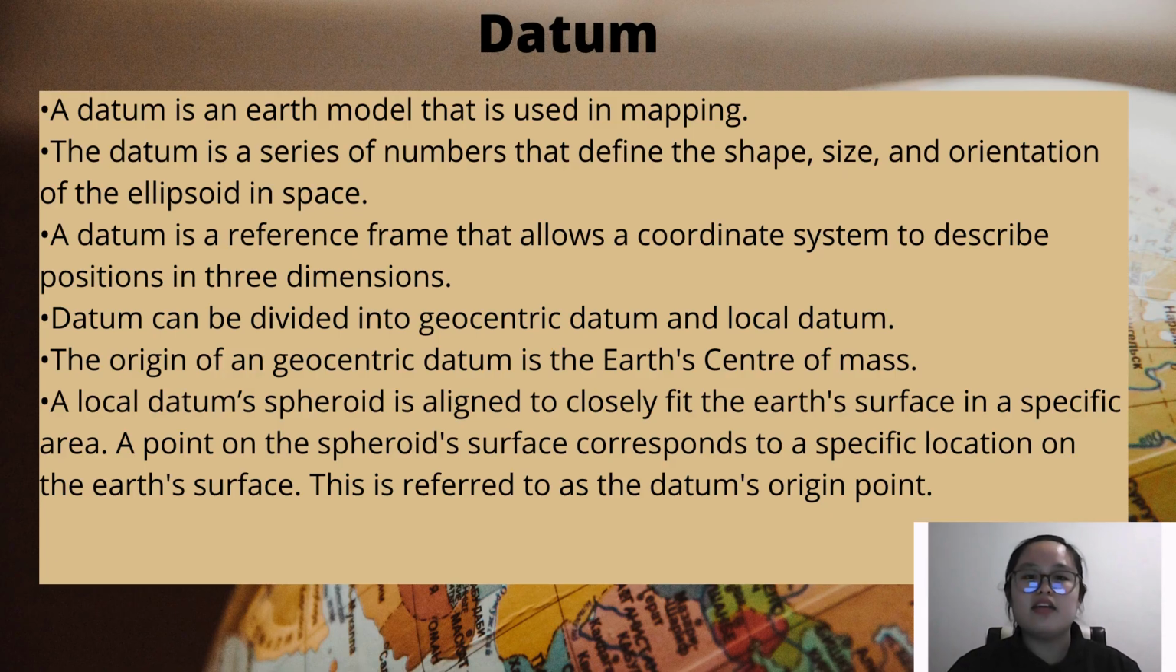Datum. A datum is an Earth model that is used in mapping. A datum is a series of numbers that define the shape, size, and orientation of the ellipsoid in space. A datum is a reference frame that allows the coordinate system to describe position in three dimensions. Datum can be divided into geocentric datum and local datum. The origin of a geocentric datum is the Earth's center of mass, and the local datum spheroid is aligned to closely fit the Earth's surface in a specific area. A point on the spheroid surface corresponds to a specific location on the Earth's surface. This is referred to as a datum's origin point.